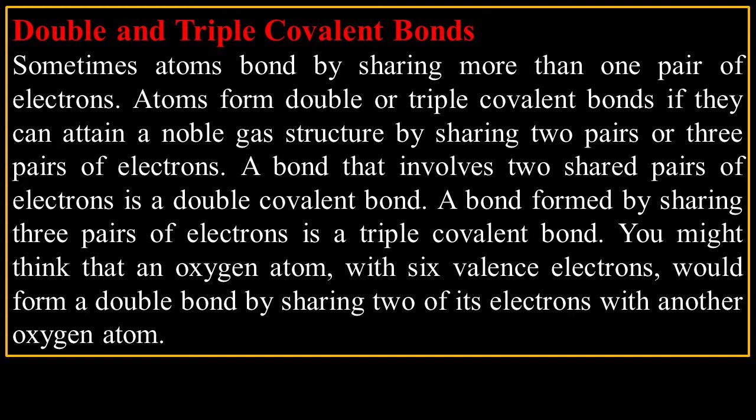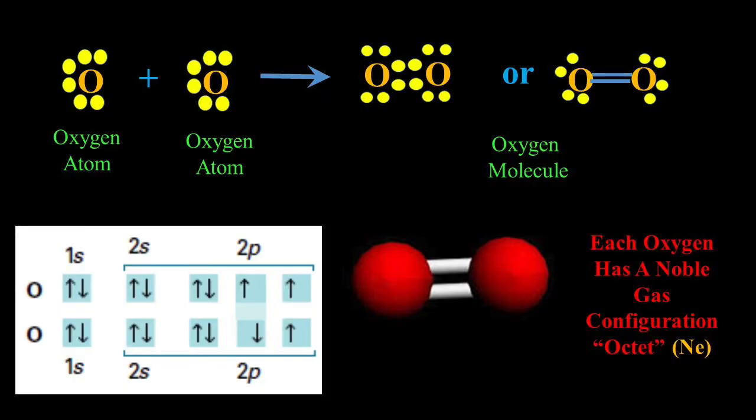You might think that an oxygen atom with 6 valence electrons would form a double bond by sharing 2 of its electrons with another oxygen atom, and that's going to form an O2 molecule, and that's exactly what happens. It's O double bond O, and here that is illustrated in the next slide, where you have a double bond.